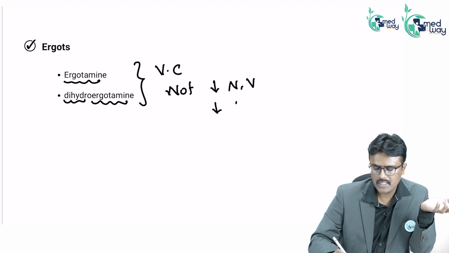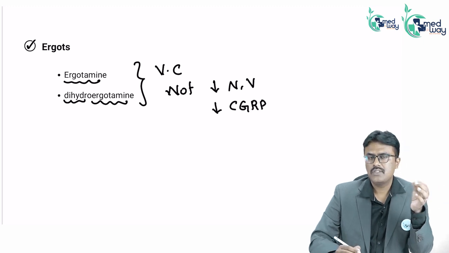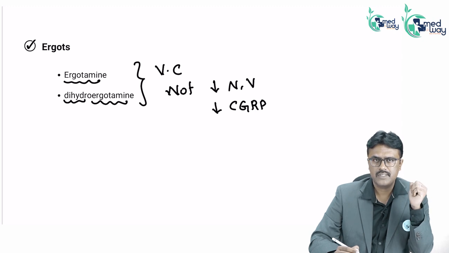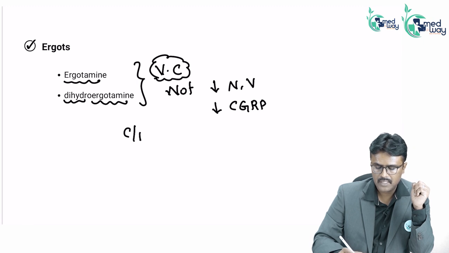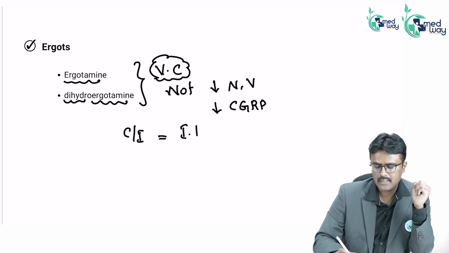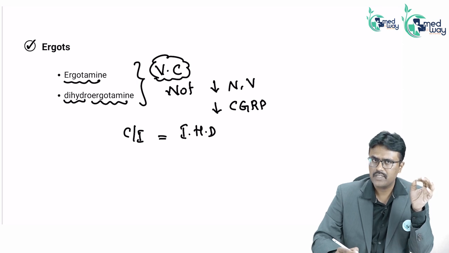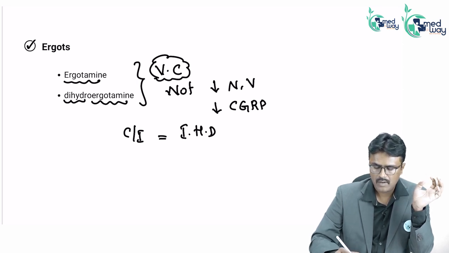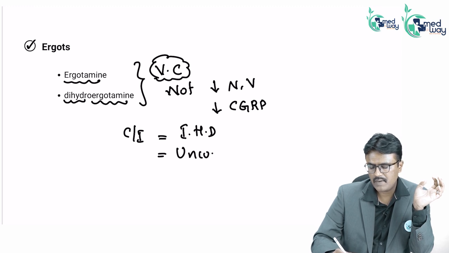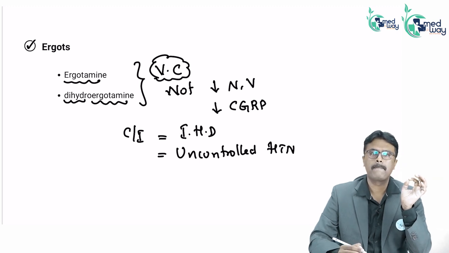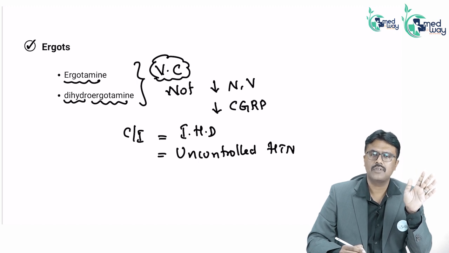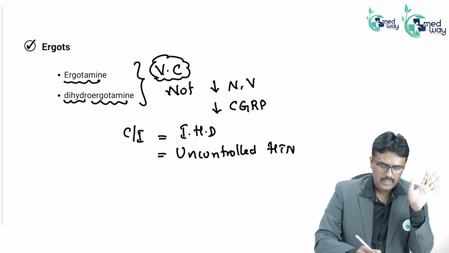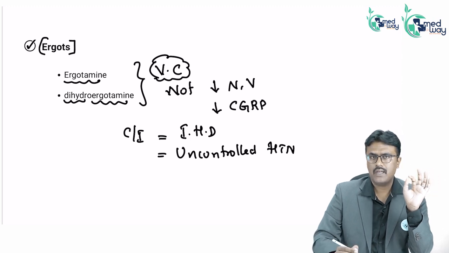They will not decrease the CGRP activity. So because of this, the better ones are triptans. Since these are also vasoconstrictors, I cannot use them if the person has ischemic heart disease, where the vessels are having vasoconstriction or vasospasm, or if the person has uncontrolled hypertension. I cannot use these drugs. So in cardiovascular diseases, ergots and triptans cannot be used. We should be very careful. So that is the story of ergots.